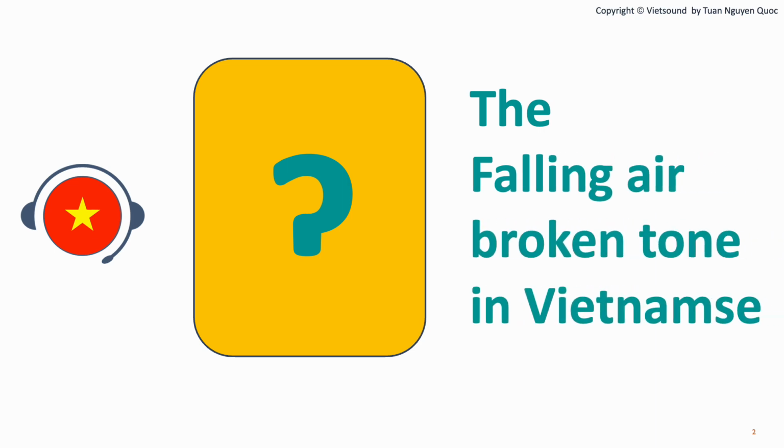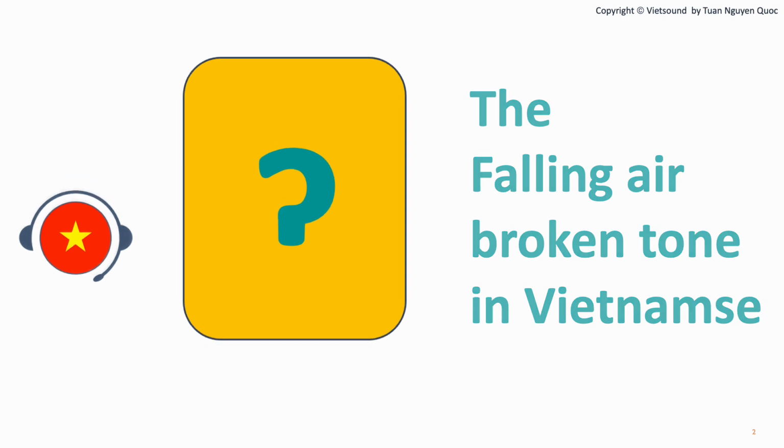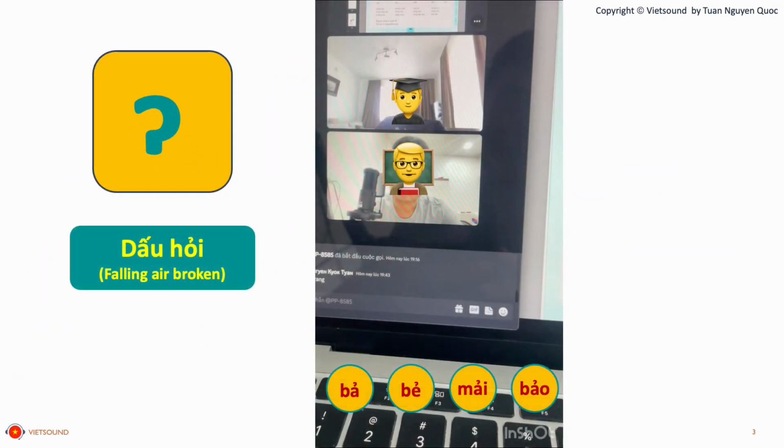Today we're going to talk about the falling and broken tone in Vietnamese. So are you ready? Let's get started. The falling and broken tone is one of the most complicated things in Vietnamese for non-native speakers who want to speak Vietnamese with a northern accent. Now let's see how one of my students produces the falling and broken tone.